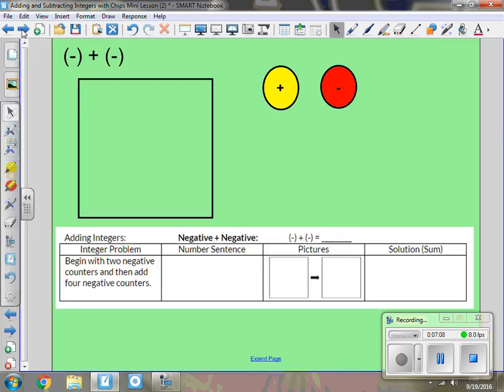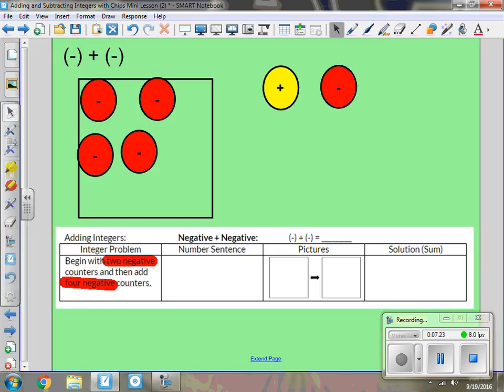So I'm moving on to our next example. In this one, I'm beginning with 2 negative counters, and then I'm going to add 4 negative counters. So I'm going to show that. I'm going to put 2 negatives in front of me, and then I'm going to put another 4 negatives in front of me. All right, let's write out our number sentence. So I've got 2 negatives. I'm going to use a negative 2. I am adding 4 negatives. And remember, I can use those parentheses to make it a little bit more clear to read.